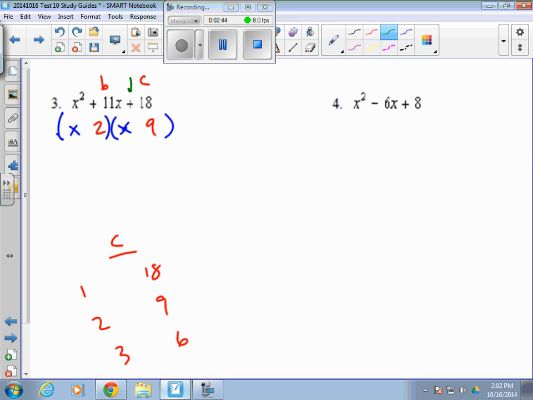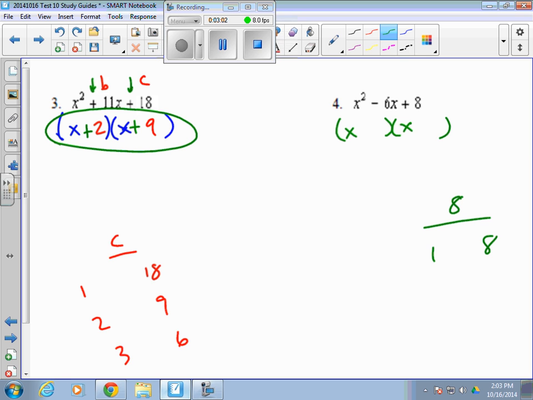This sign in front of c tells you they're going to be the same sign. This tells you they're both going to be plus. So plus 2 and plus 9. Same thing with number 4. You have x squared. There's no a value except 1, so x times x. And then your pairs of 8 are 1 and 8 and 2 and 4. So it's got to be one of those pairs. The only one that gets you to the number 6, the b value, is 2 and 4. So you got to use that one. This tells you they're going to be the same sign. This tells you both of those signs are going to be negative. So minus 2 and minus 4.